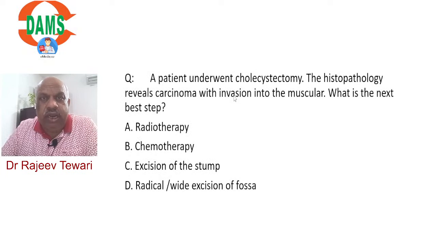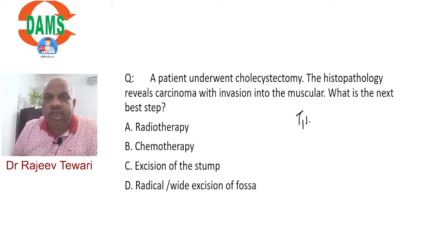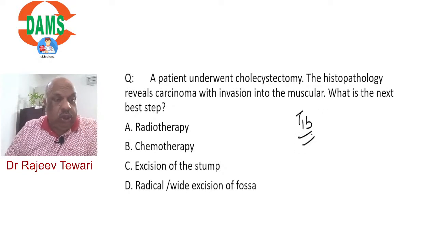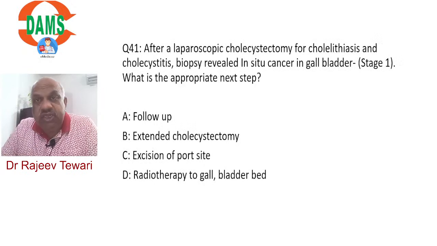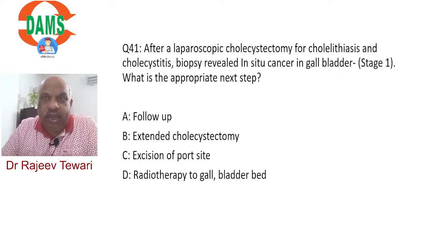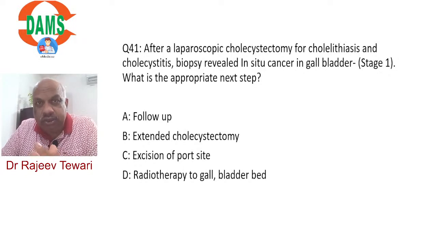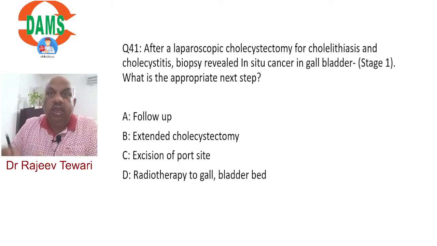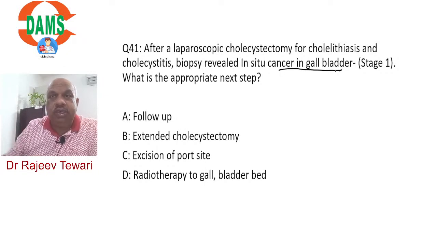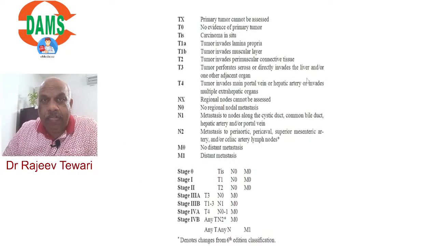Now, a patient underwent cholecystectomy, his histology reveals carcinoma with invasion to muscularis. This is T1B. Now, this is a question from this very year's TND in DAMS. This question I discussed in TND GIT, including liver, gallbladder, pancreas. So, this is a question from one of my TND where I discuss gallbladder cancer, staging and treatment in detail.